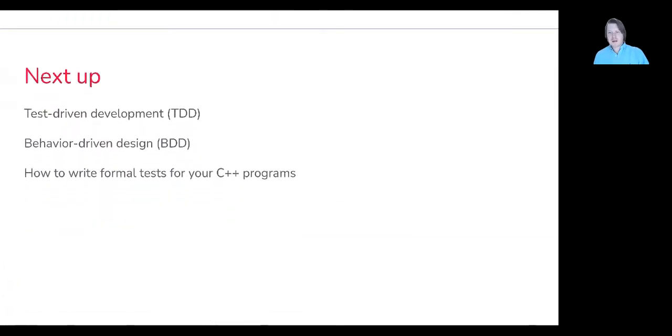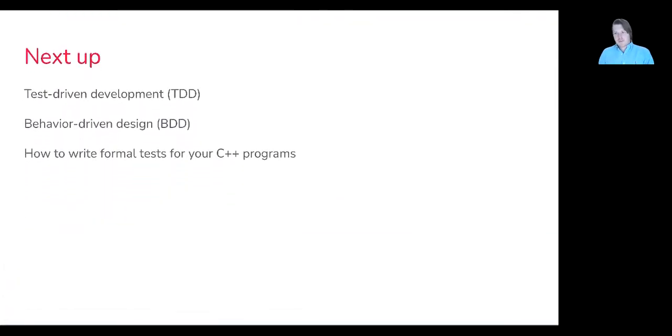So next up, we're going to talk about test-driven development, TDD. We're also going to talk about behavior-driven design. I believe these will constitute a single lesson, or perhaps I'll break it into two. And then the final topic in this series of testing and debugging will be how to write formal tests for your C++ program.